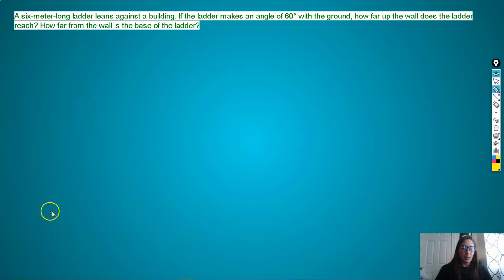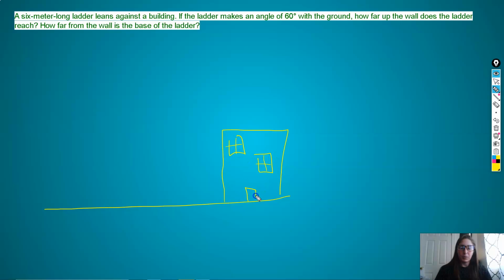Okay, so let's draw this situation. So we have a ground, right? Sounds like we have a building. And there's some windows in the building. Door that goes into the building. And there's a ladder that's leaning against the building. And this is the ladder here. The ladder is 6 meters long. Okay. This is a nicely built building, so it makes a 90-degree angle with the ground. The ladder makes a 60-degree angle with the ground. So this is the ladder, this is the ground, which means this angle here is 60 degrees.